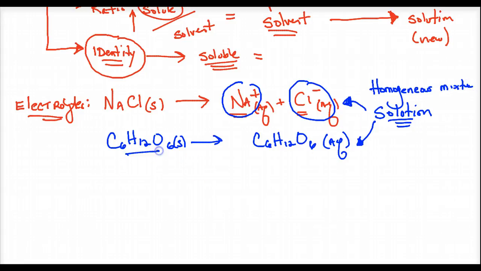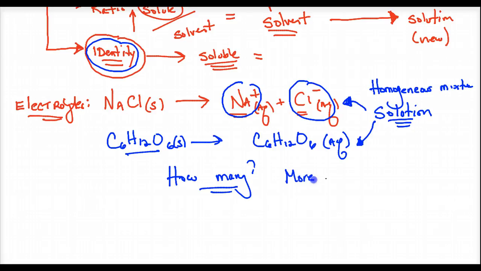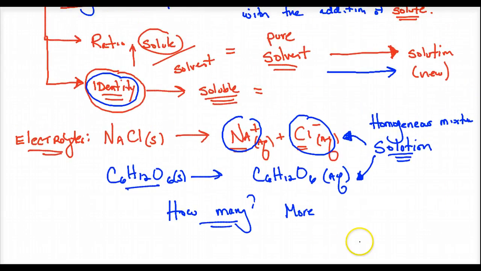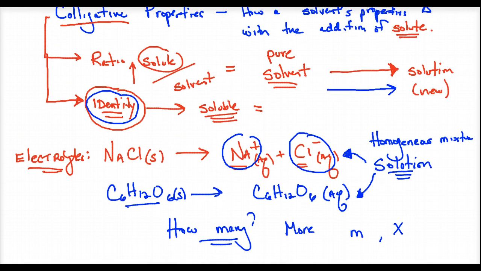So solute particles could be big or small, ions or molecules. It does not matter what the identity is. The bottom line is how many. That's very important, because the more solute particles you have, the greater the change in the properties. The question is not what, but how many particles. That's why in this area we use molality a lot, but we could also use mole fraction. How many more moles are we adding? What is the molality of the solution? It's very important that we understand that. And that's the basics.